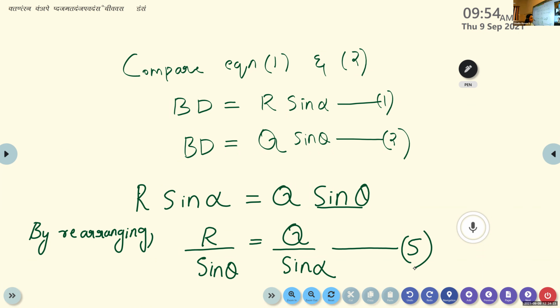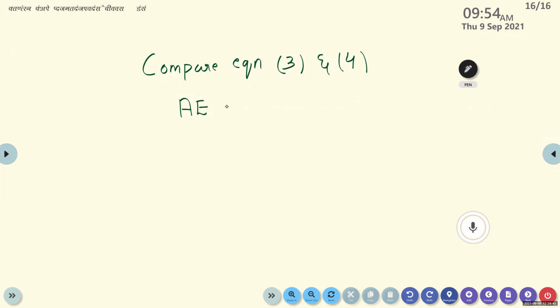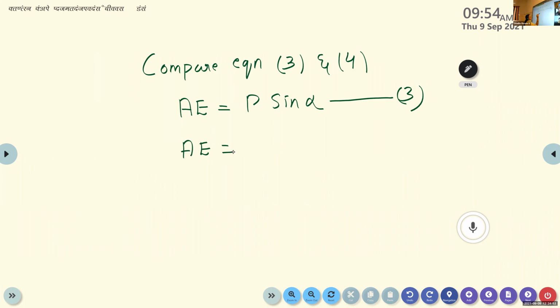Now the next step, compare equation 3 and 4. Students, once again, can you recall equation number 3? What is equation 3? A is equal to P sin alpha. This is our equation number 3. Then A is equal to Q sin beta. This is our equation number 4.